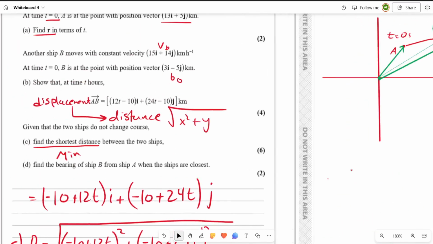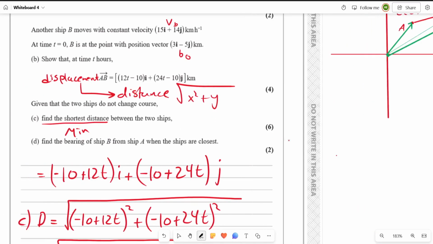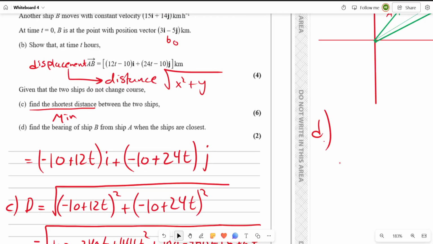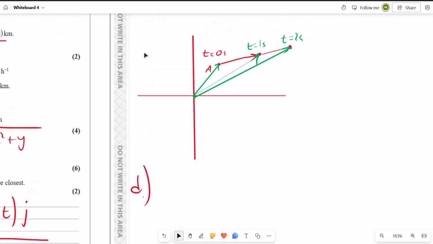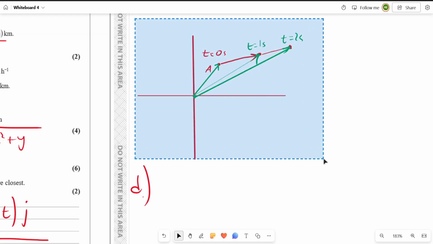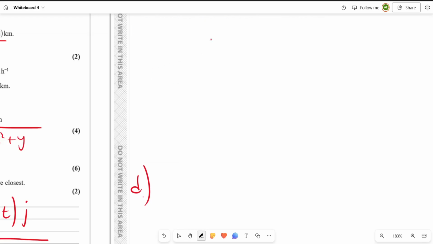So now, last part, which is D, says find the bearing of ship B from ship A when the ships are closest. So bearings, what I need, actually I can use this. To find the bearing of something from something else, I need to know where is the position of the first thing, where is the position of the other thing, and then I will see the angle between them in a special way called bearings, and I'll teach you how to do it.